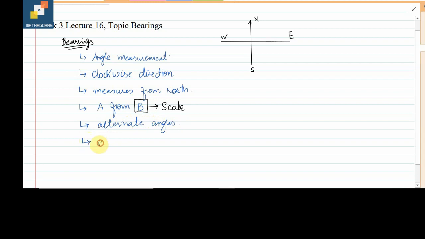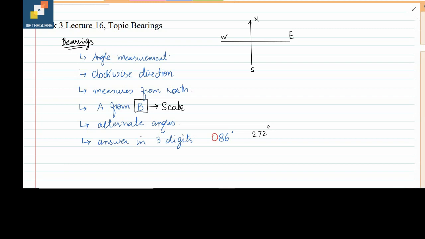You must know that the answer of bearing must always be in 3 digits. Let's suppose your answer is 86 degrees of bearing, so you will write it 086 degree. So that is a rule to define the bearing, that it must always be in 3 digits, like 086. But let's suppose your angle is 272. Now it is already in 3 digits, so no need to add 0 at the beginning.